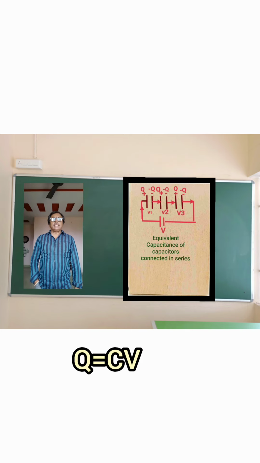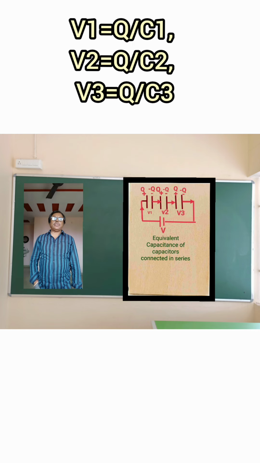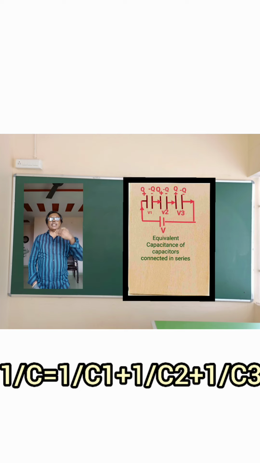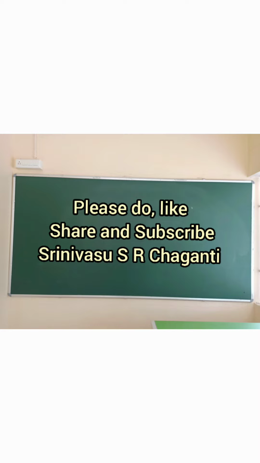But we know that Q is equal to CV. Therefore V1 is equal to Q by C1, V2 is equal to Q by C2 and V3 is equal to Q by C3. Substituting these results in the equation V is equal to V1 plus V2 plus V3, we get Q by C is equal to Q by C1 plus Q by C2 plus Q by C3. Taking Q as the common factor and cancelling it on both sides, we get 1 by C is equal to 1 by C1 plus 1 by C2 plus 1 by C3.